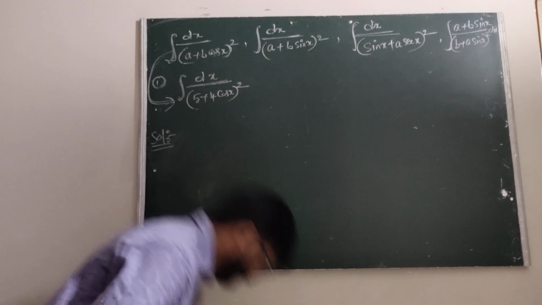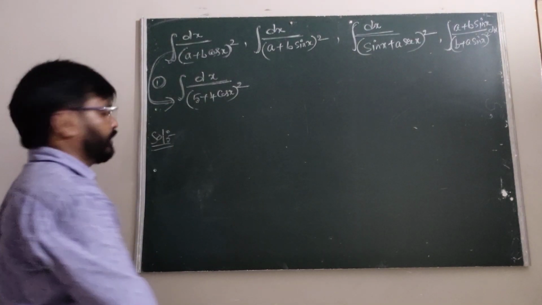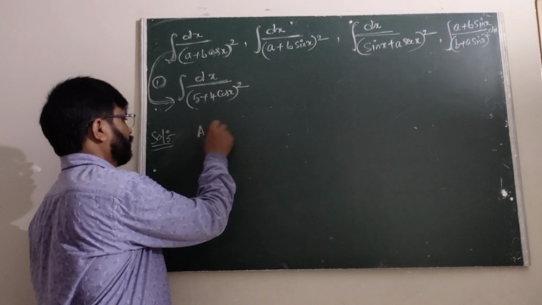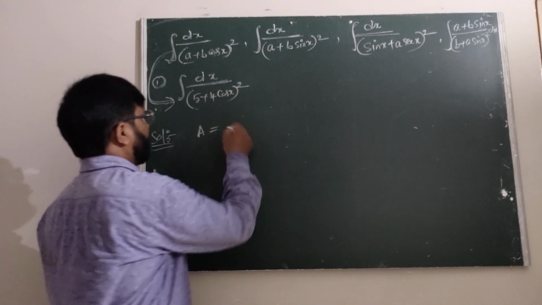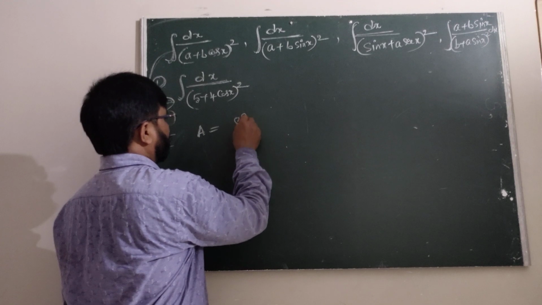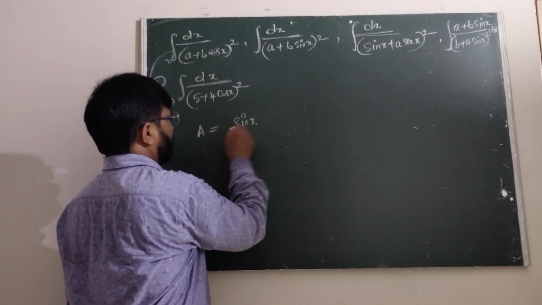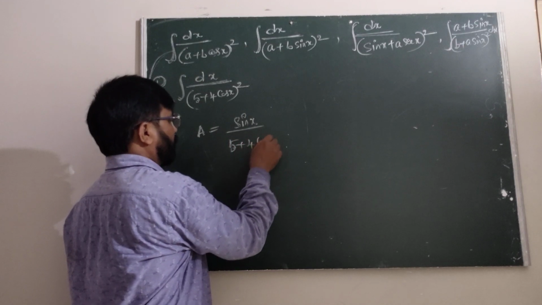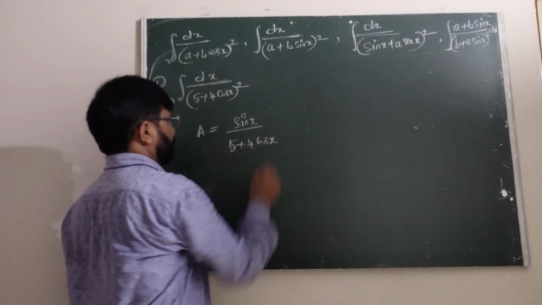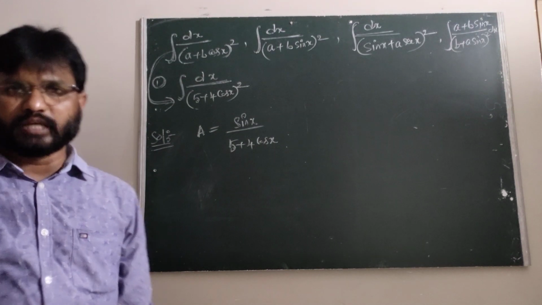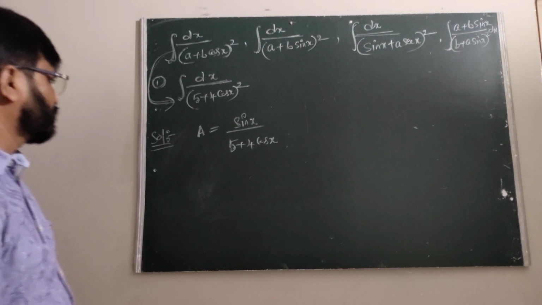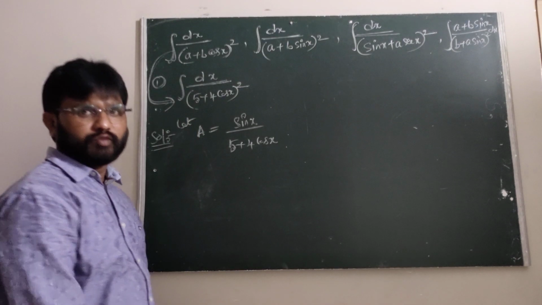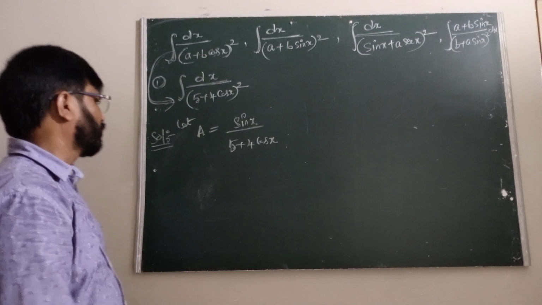First of all, its solution is, first we are taking A equal to sin x upon 5 plus 4 cos x. Is it clear? This is A equal to sin x upon 5 plus 4 cos x.